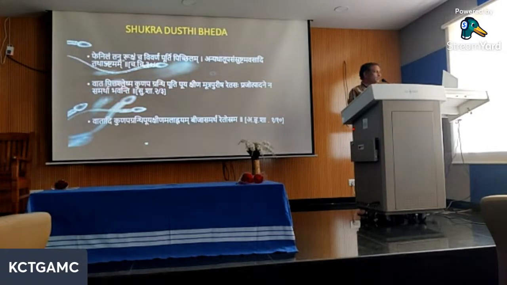What are the Shukra Drishti types and Shukra Drishti lakshanas? Phenilam Tanuruksham cha Vivaranam Puti Pichilam Anya Dhatu Upasamsrishtam Avasadi Tata Ashtamam. Ashta Reto Doshas, Ashta Stanya Doshas. Right? Like this, Ashta Doshas are famous in Ayurveda. Phenilam is, we take the sample in the beaker and we see that there are more fenila, that is, bubbles are there. When bubbles are more, froth is there.